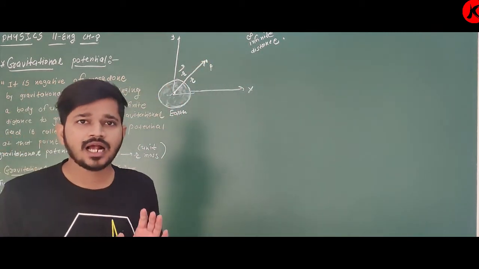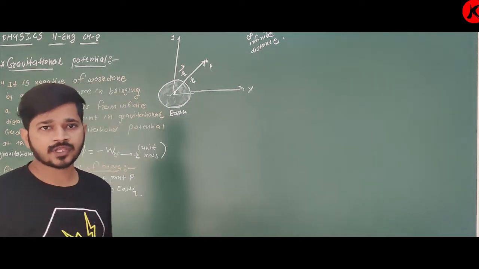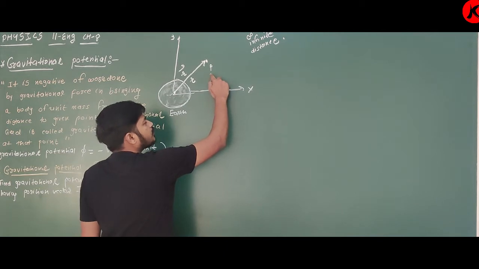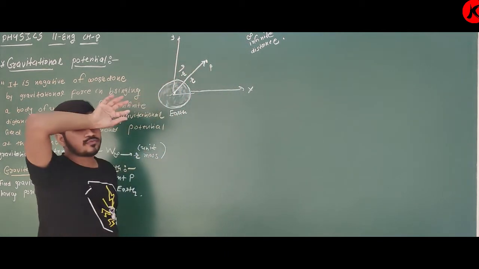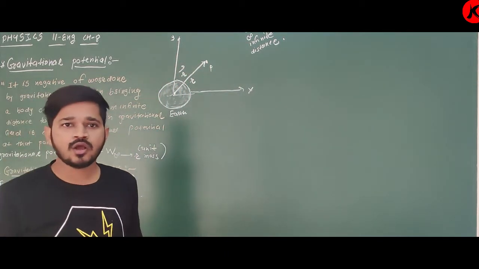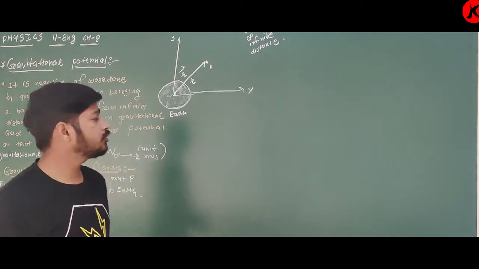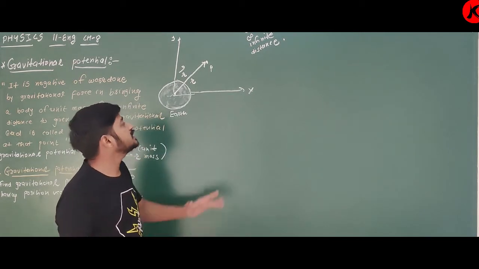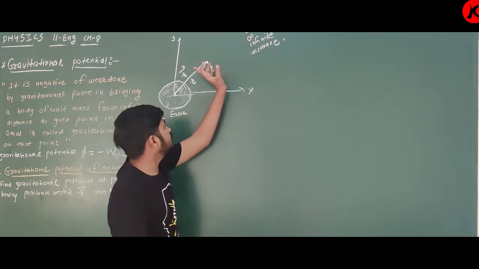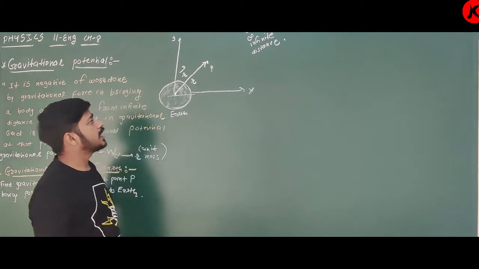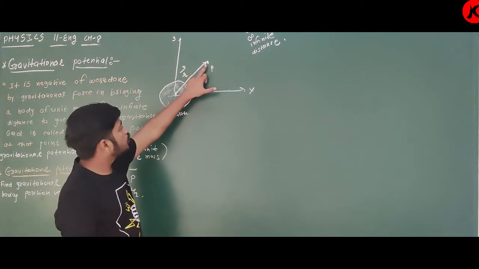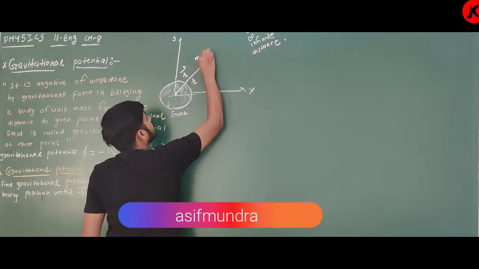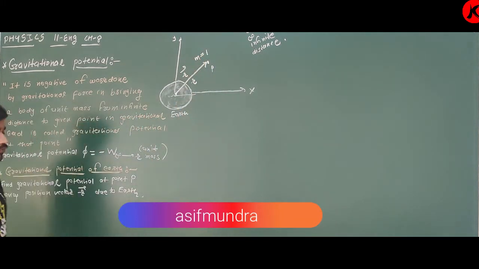But here I will find its opposite. I will bring a body of unit mass from point P to infinite. Why? I will explain. So here I will bring a body of unit mass from point P to infinite. But first of all, what is the force acting on an object having unit mass, that is m is equal to 1, at this point? We have to find.